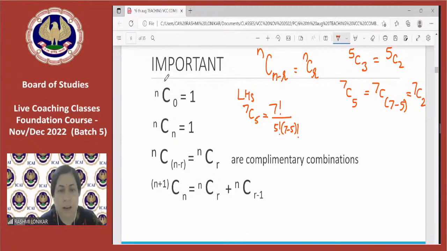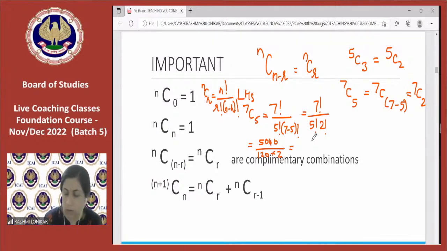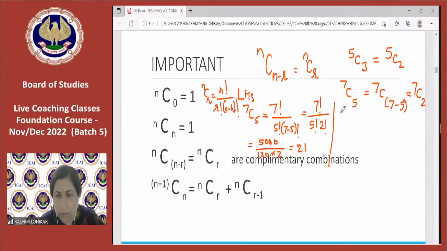NCR, we know the formula: NCR is equal to N factorial upon R factorial into N minus R factorial, which is equal to 7 factorial upon 5 factorial into 2 factorial. How much is 7 factorial? 5040. How much is 5 factorial? 120. And 2 factorial is 2. So 5040 divided by 120 divided by 2. Answer is 21.